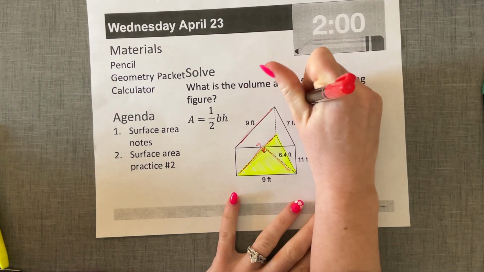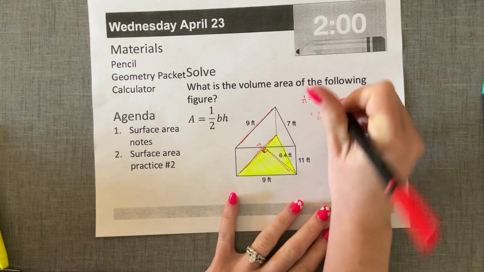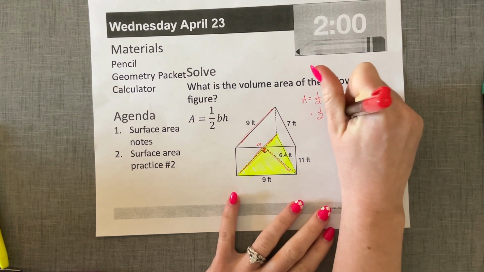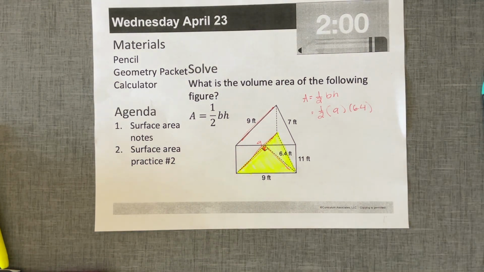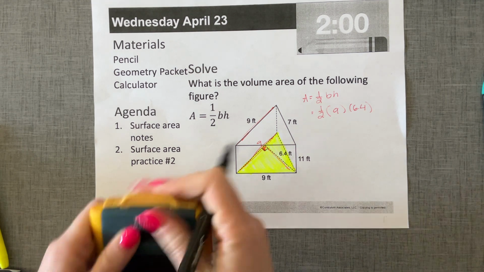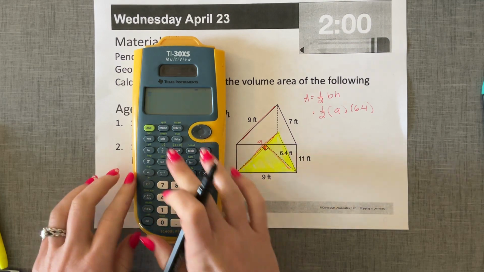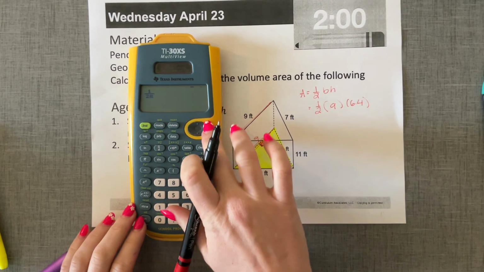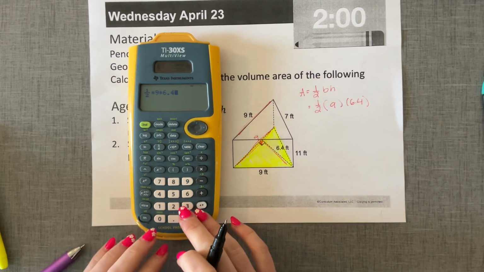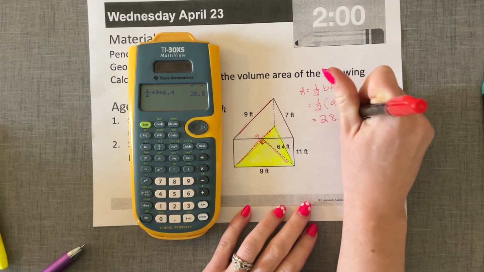So the area of the triangle is 1/2 of the base times the height. 1/2 of the base is 9 times the height of 6.4. Just put all of that in your calculator. Oops. 1/2 times 9 times 6.4 is 28.8.